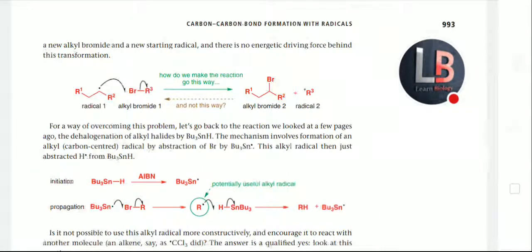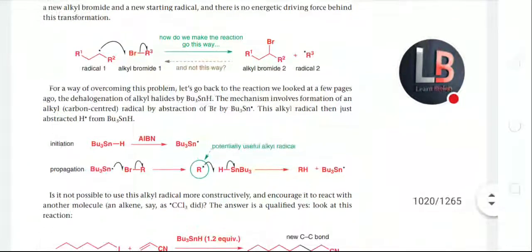How to make the reaction go this way? Radical 1, alkyl bromide 1, alkyl bromide 2, radical 2, and note this way. For a way of overcoming this problem, let's go back to the reaction we looked at a few pages ago.